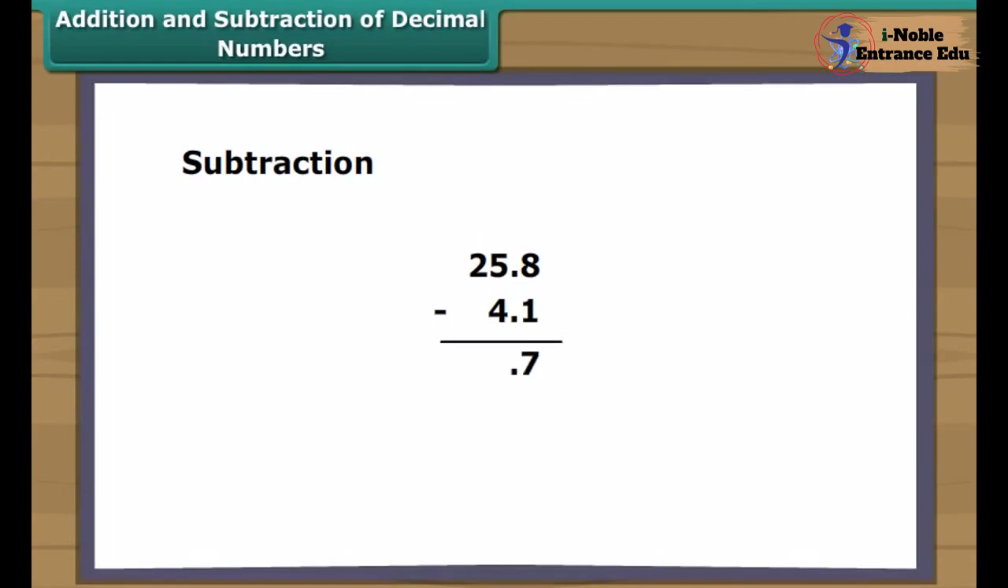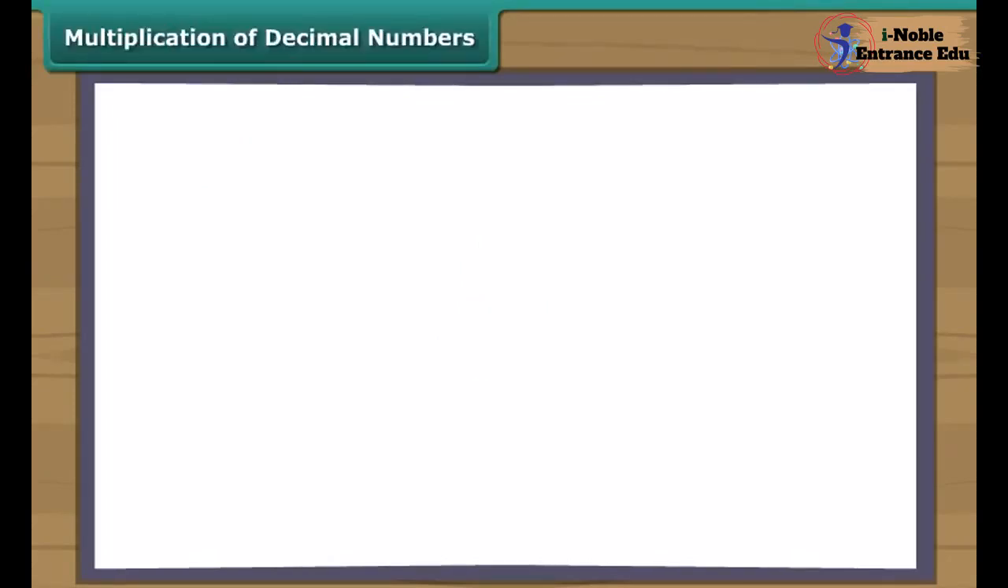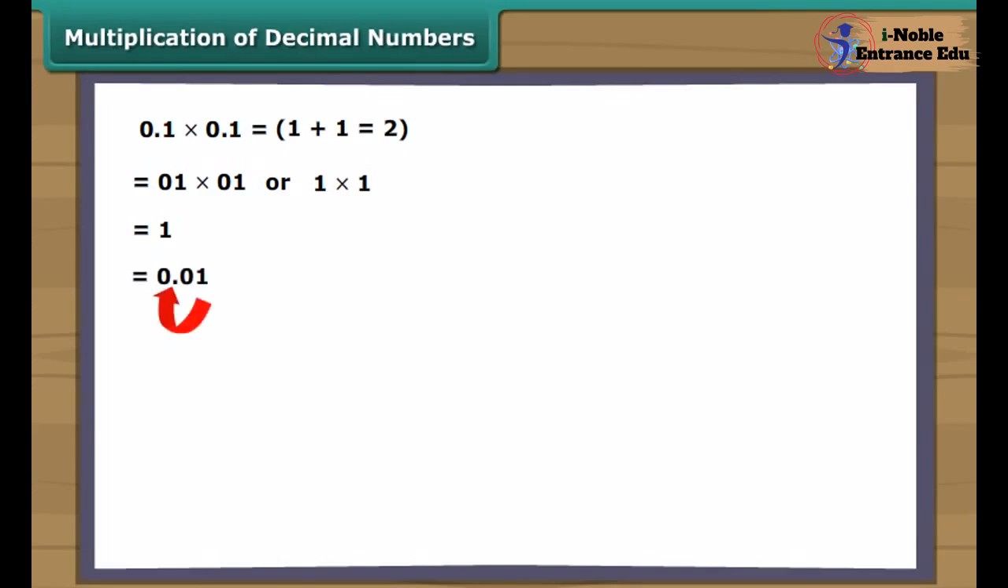Here we subtract first digits at the right side of the decimal, followed by those at the left side. Multiplication of decimal numbers. Let us learn the multiplication of two decimal numbers like 0.1 and 0.1. First, the decimal numbers are multiplied as whole numbers, ignoring the decimal point. Then the number of digits to the right of the decimal point in the decimal numbers is added. Finally, the decimal point is placed in the answer by starting at the right and moving a number of places equal to the sum of the decimal places in both numbers multiplied.